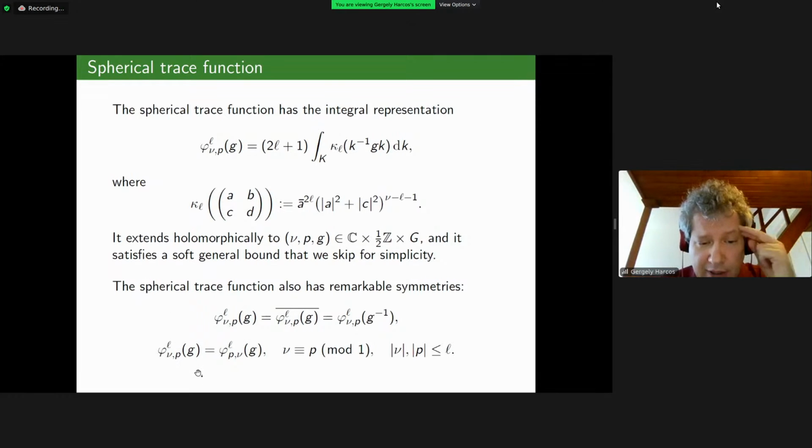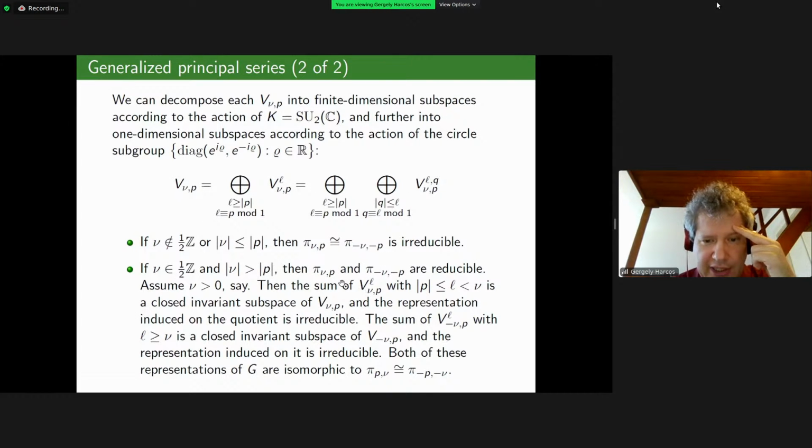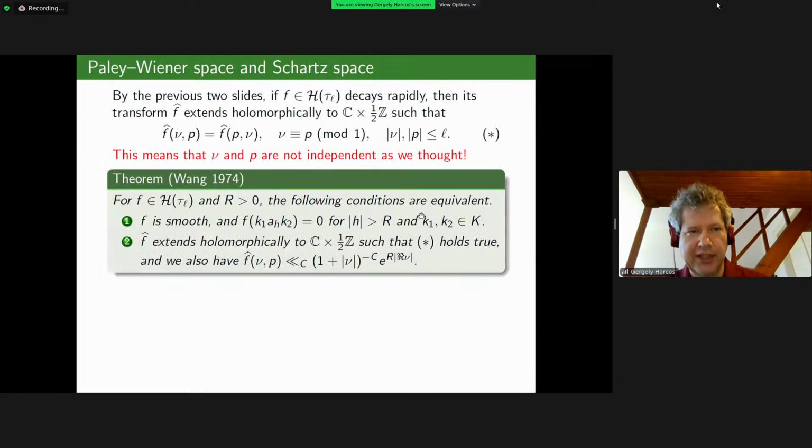But what's really remarkable, and the source of that is something I already explained to you, is that when you flip nu and p, when nu and p are congruent mod 1, so nu is also a half integer, then you get the same spherical trace function, as long as L is sufficiently large, larger than either of the two parameters. So that's very amazing and shocking, as you will see in a moment.